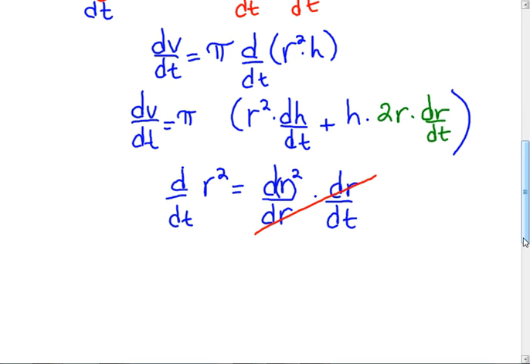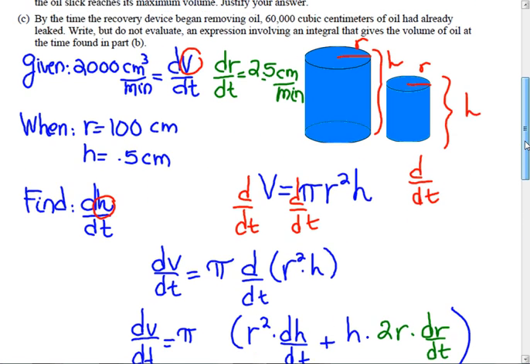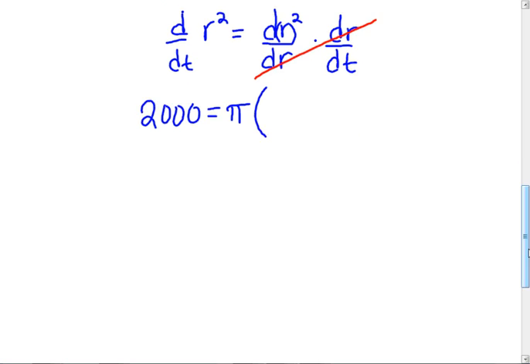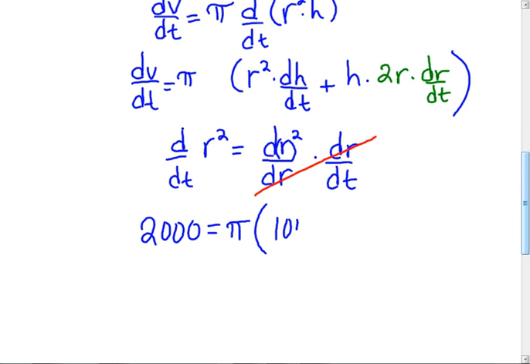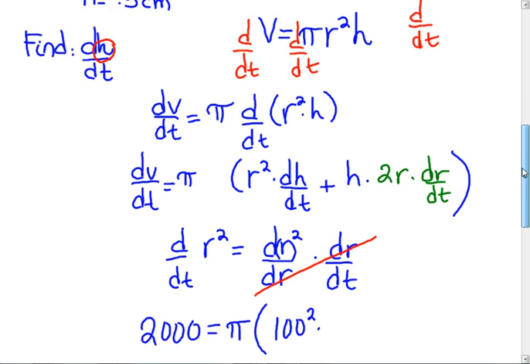Okay. So then I just plug in my numbers, and this was 2,000 equals pi. And I could distribute that, or I could do something else. What's the radius? That's 100, so I have to square it. Whoops. Okay. Times dH dt. And dH dt, oh, is what I don't know.